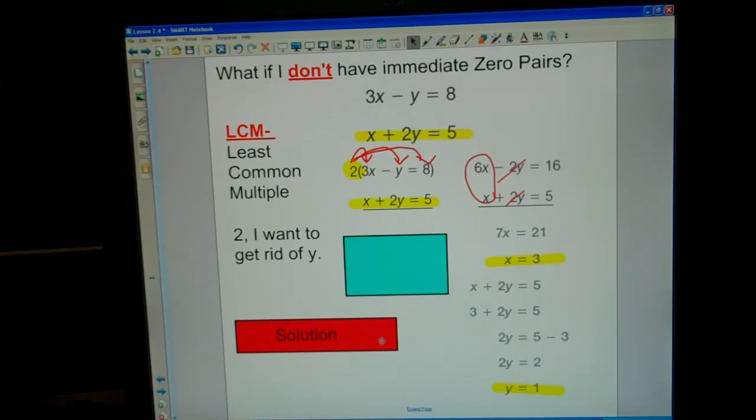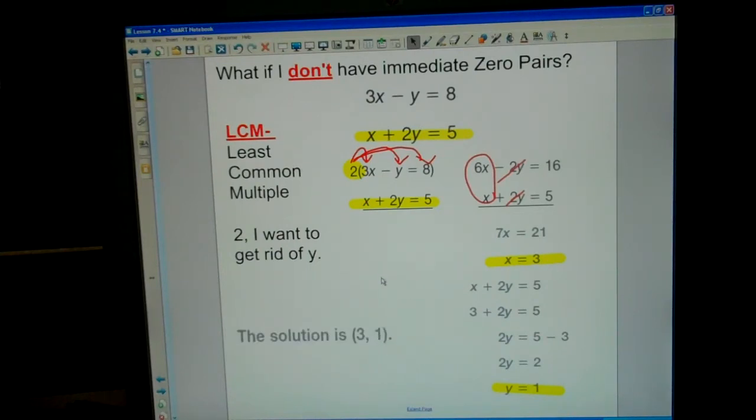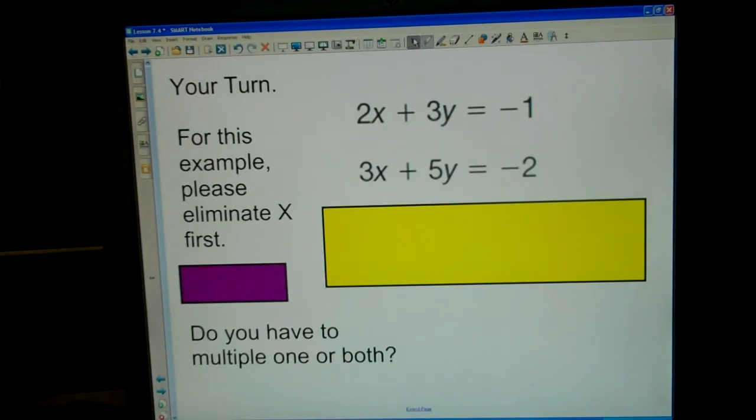How do we always write our solutions? 3, 1 as an ordered pair. Let's see what was behind here. Nothing. Okay? Here's your solution, right here. 3, 1. It's a lot. Especially if you're not able to make 0 pairs right away. All right? Now it's your turn.